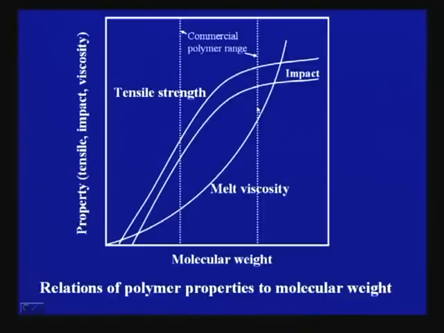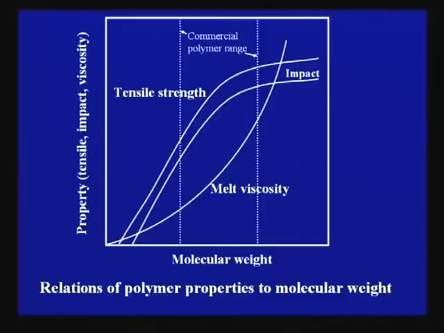Look at the impact property, again it is like the tensile strength, impact property also levels up beyond a certain molecular weight. Now, this is a range of molecular weight here, between this range of molecular weight, where you can have intermediate properties. This is known as commercial polymer range. Here the axis is not defined, so it is a hypothetical molecular weight range, where you can get adequate tensile properties, adequate impact properties, adequate processability.